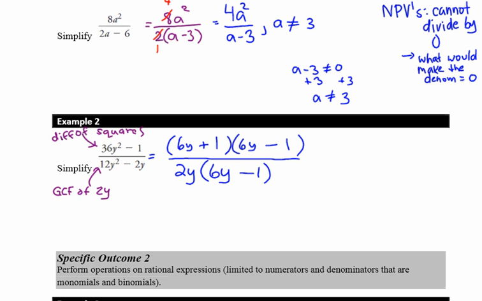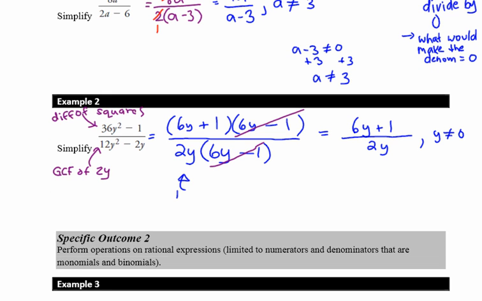All right, will anything reduce now? 6y minus 1. And so our solution would be 6y plus 1 divided by 2y. What are my NPVs? Things that y can't be equal to. 0, because 2 times 0 would be 0. And then how do we get this guy? Remember, we have to do the ones that are before cancellation. So we look at NPVs before cancellation.